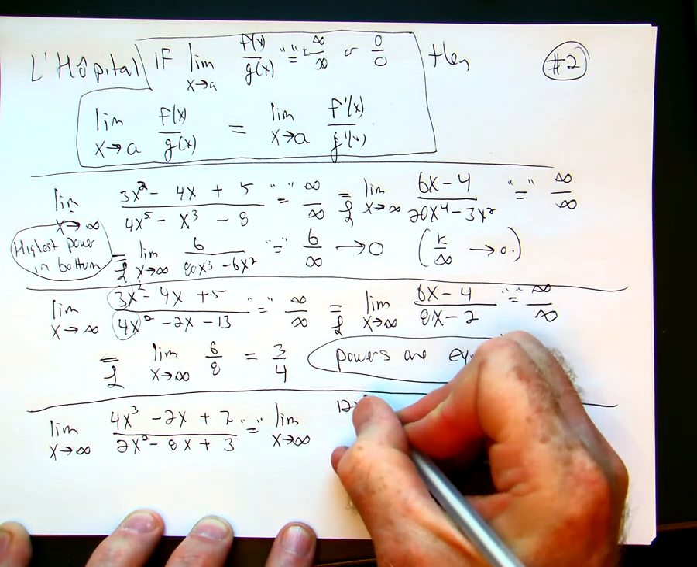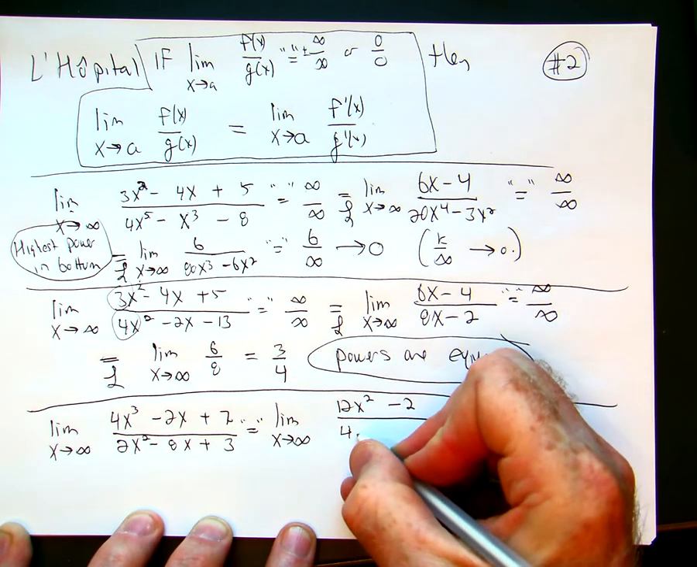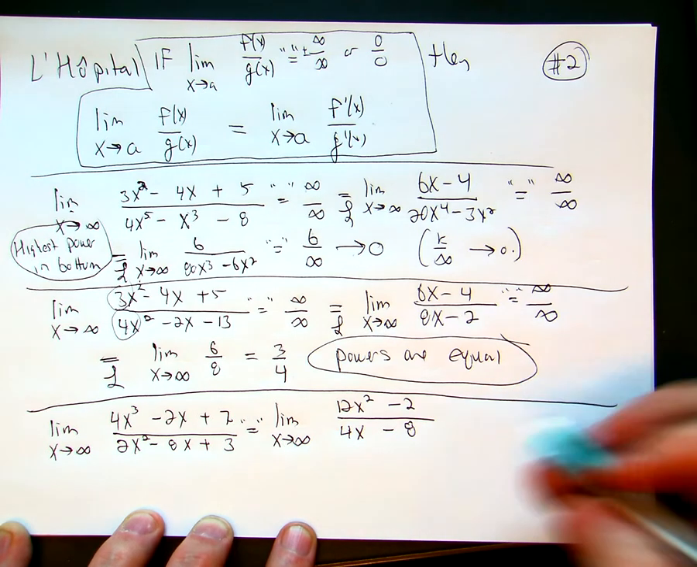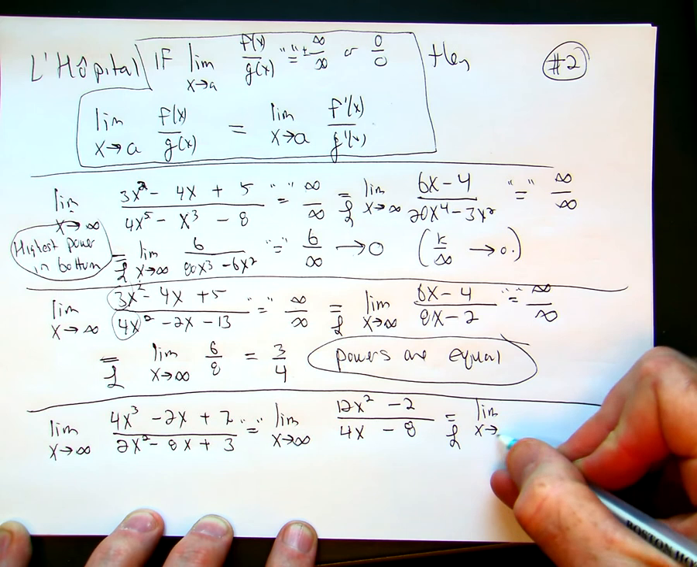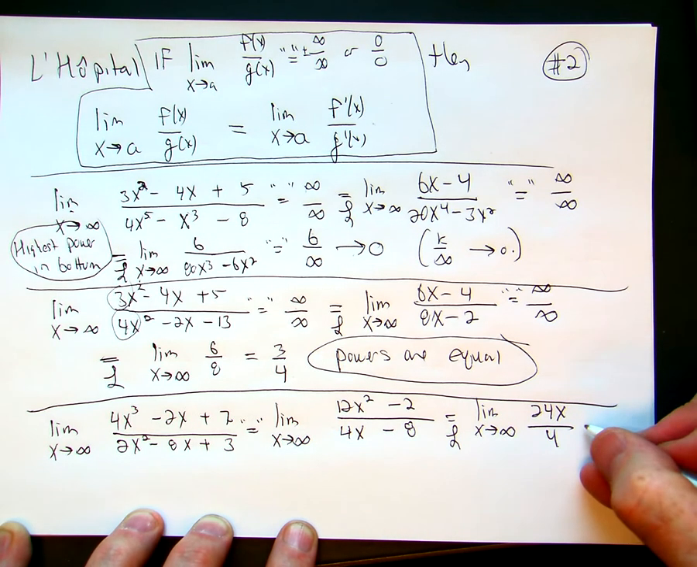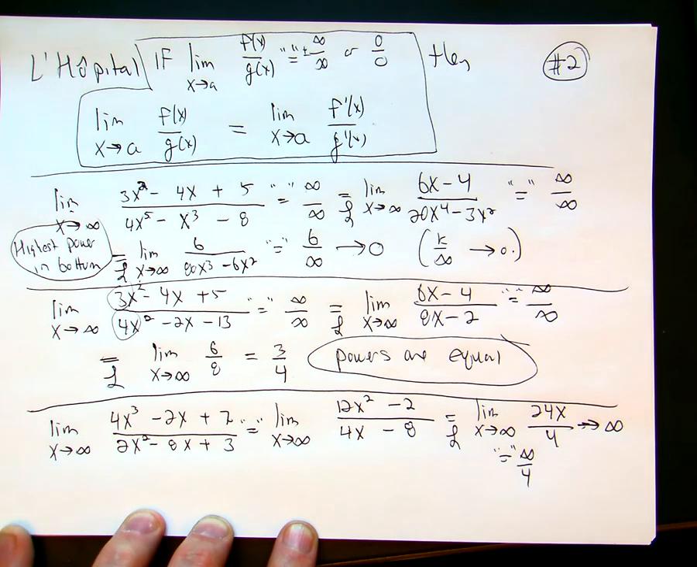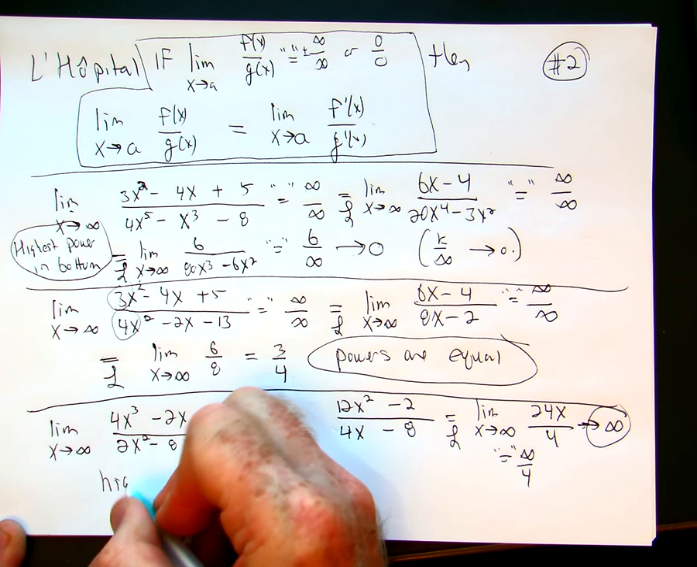So I get 12x squared minus 2 over here. Here I get 4x minus 8. Infinity over infinity again. I use L'Hopital. You can see what's going to happen. I get 24x here. I get 4 in the bottom. This is going to go to infinity because I have infinity on the top over 4 in the bottom. Okay, so here I have the highest power on top.